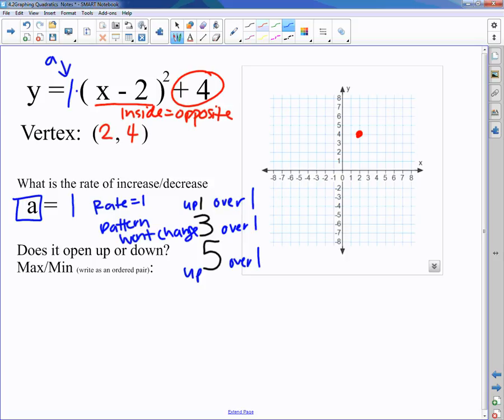So that's how this pattern works. If we start at the vertex and we go up 1 over 1, then from that point I go up 3 over 1. Then I start at the vertex again and I'm going to go up 1 and left 1. Then up 3, left 1. So you're going to go over in both directions to create this U-shaped graph.